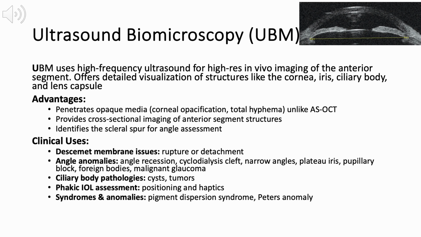UBM is clinically used to evaluate a wide range of anterior segment disorders. It is excellent for diagnosing Descemet membrane pathologies like ruptures or detachments, as well as a host of angle abnormalities, including angle recession, cyclodialysis clefts, plateau iris, narrow angles, and malignant glaucoma. Additionally, UBM plays a critical role in the detection and evaluation of ciliary body lesions, such as cysts or tumors, and is also used to assess phakic intraocular lens positioning and haptic configuration. It can aid in diagnosing syndromes like pigment dispersion and Peters anomaly, further underscoring its utility in both routine and complex anterior segment evaluations.